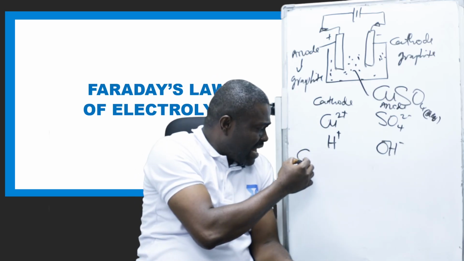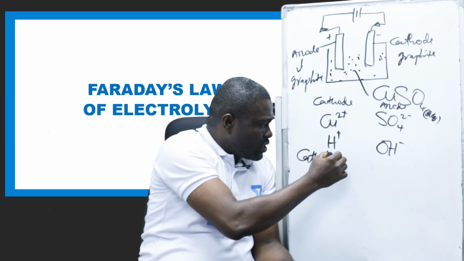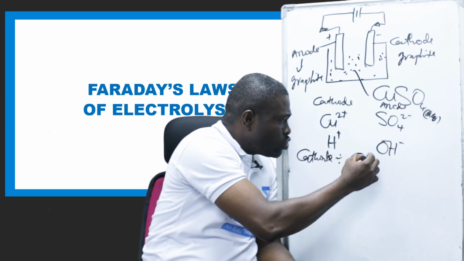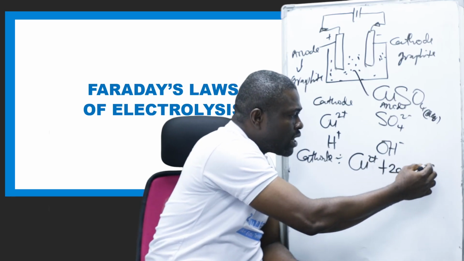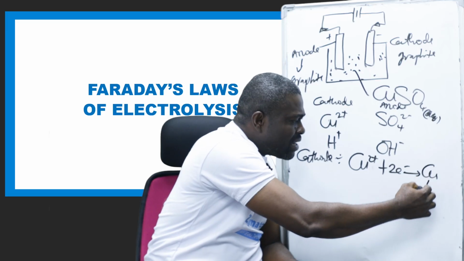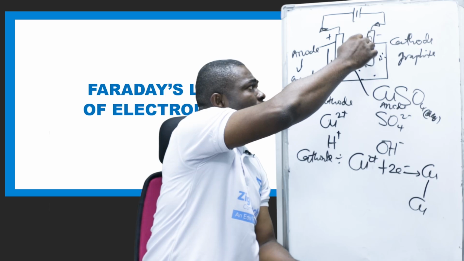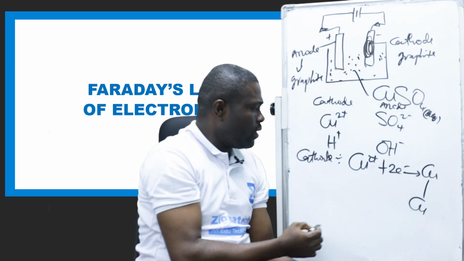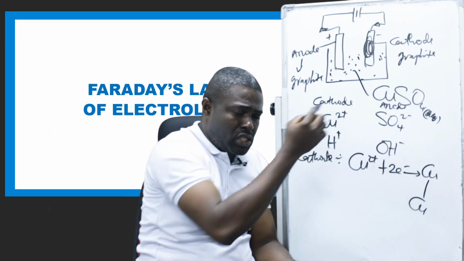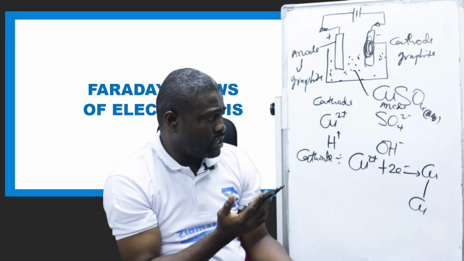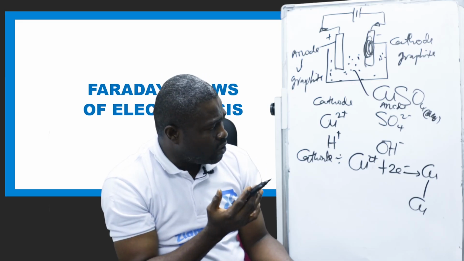That means at the cathode, what do we have? At the cathode, the reaction is Cu2+ which picks up 2 electrons to become neutral copper. That means at that particular cathode, copper will be deposited here. Okay? Now, at the anode, OH minus is discharged because it's dilute. The compound has been diluted.